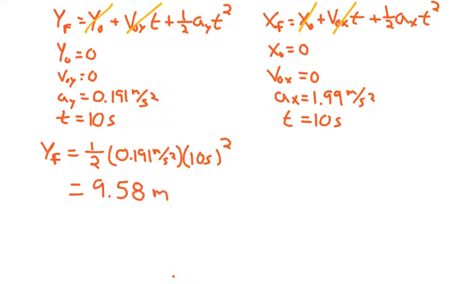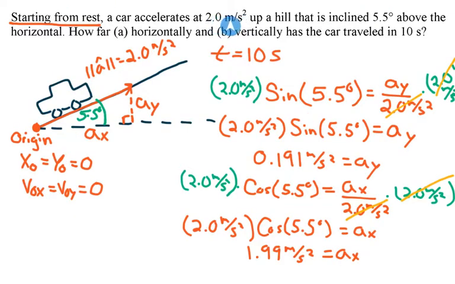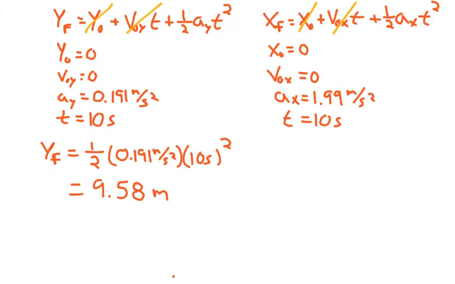Now, plugging all this into my calculator, I get approximately 9.58 meters. Just keep in mind that if you got a slightly different number, that may be because you're just typing in 0.191, but I don't do that. The number that I'm actually plugging in here is 0.19169150504 for the acceleration in the y direction. Keeping track of my sig figs, I've got 2 sig figs for my acceleration, 2 sig figs for my angle, and 2 sig figs for my time. So that rounds to 9.6 meters, the distance that the car travels vertically.